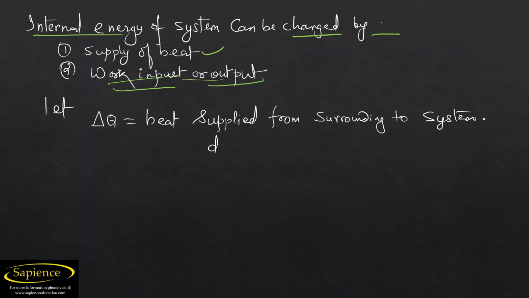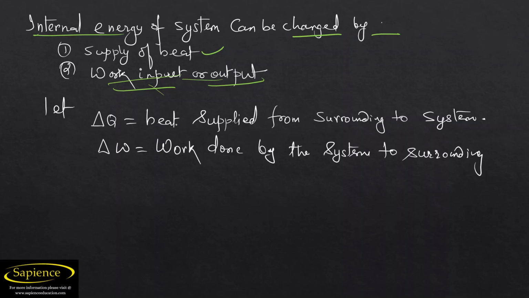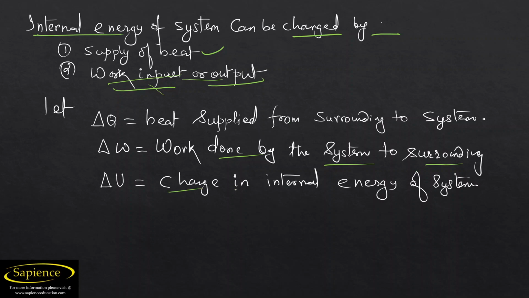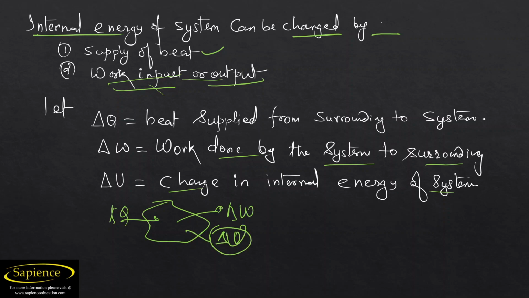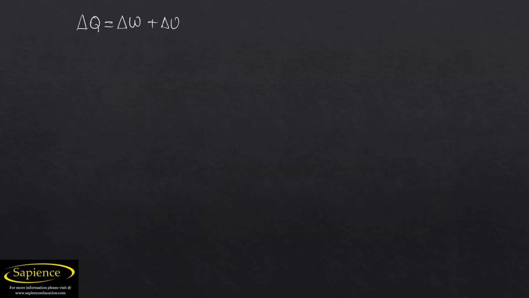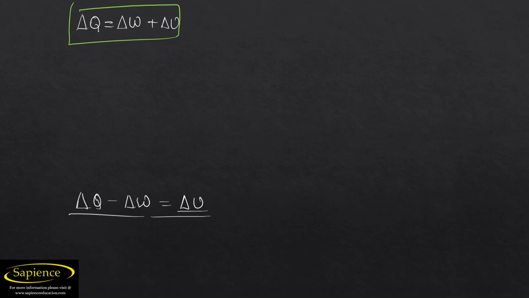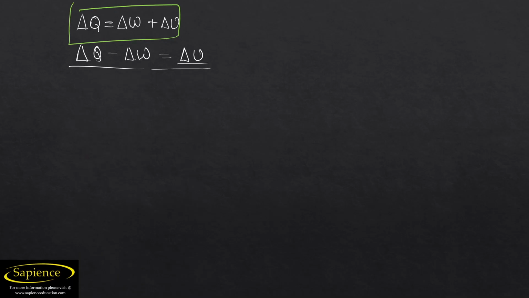So let del q be the heat supplied from the surroundings, del w be the work done by the system or to the surroundings, and del u be the change in the internal energy of the system. Whatever the system is, we have supplied del q heat, work has been done by the system as del w, and the increase in internal energy is del u. So finally delta Q is equal to delta W plus delta U. So delta Q minus delta W is equal to the change in internal energy.